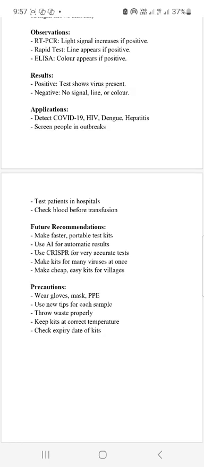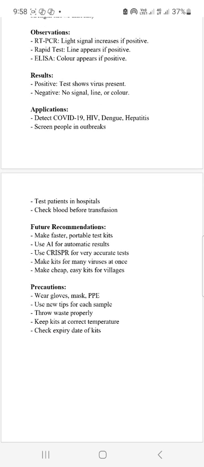What are the future recommendations of these tests? They will help to make the process faster. They have portable kits. You can carry them anywhere. You can use AI for automatic results. Use CRISPR for very accurate results. Make kits for many viruses at once. Make cheap, easy kits for villages, so that the people present in villages can also do these tests.